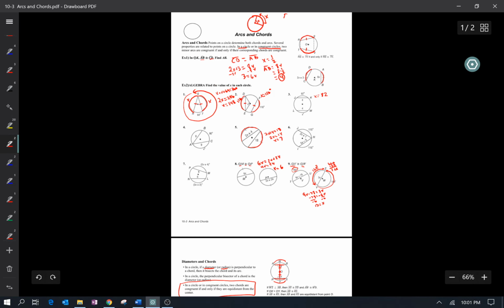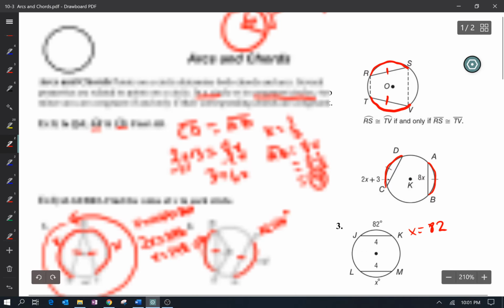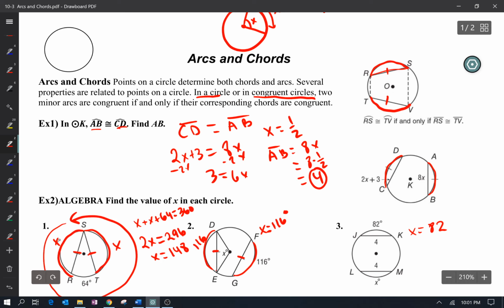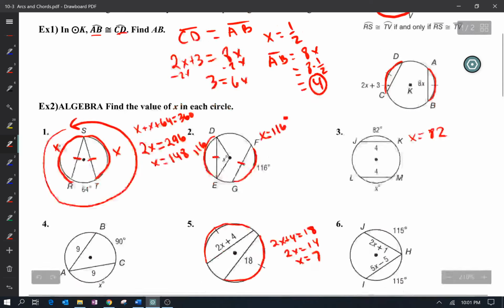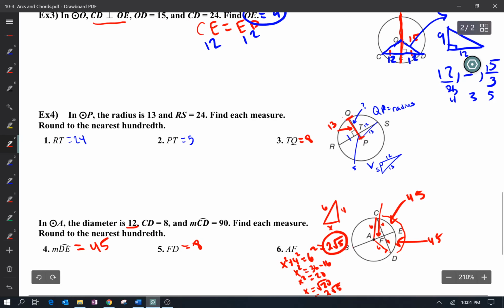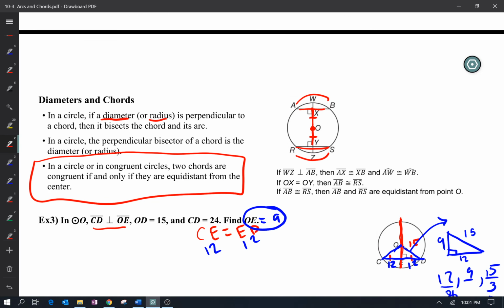All right. Going back, let's do a little recap. If the chords are equal, then the arcs are equal in a circle. Second thing, if a line is a diameter and it's perpendicular to a chord, then it bisects that chord, right? And then the last one, two chords are congruent if and only if they're equal distance from the center.